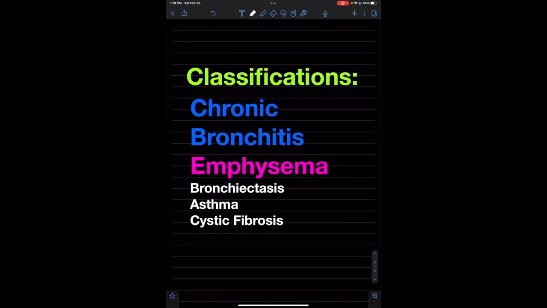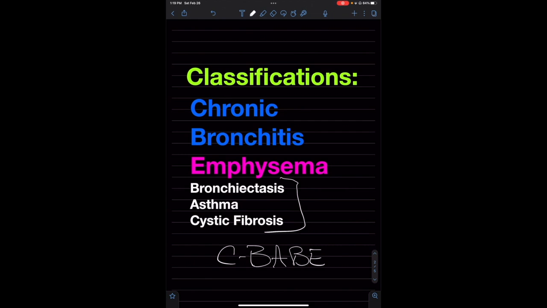We're going to talk about the classifications. Now, when we talk about the classifications, I know so many of us know about CBAVE, right? But whenever I look at this, I really want to break it down and separate the bronchiectasis, the asthma, and the cystic fibrosis from the chronic bronchitis and the emphysema. These two, really, chronic bronchitis and emphysema, are the two main players in COPD. Now, yes, bronchiectasis, asthma, and cystic fibrosis do play a part, but I'm going to give those a separate video that they get plenty of recognition for.